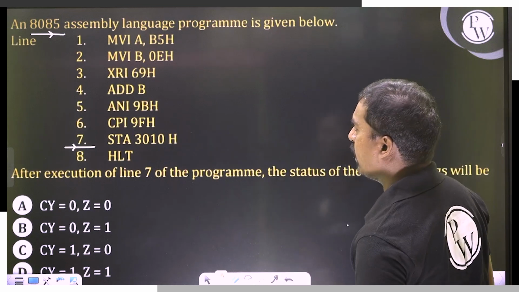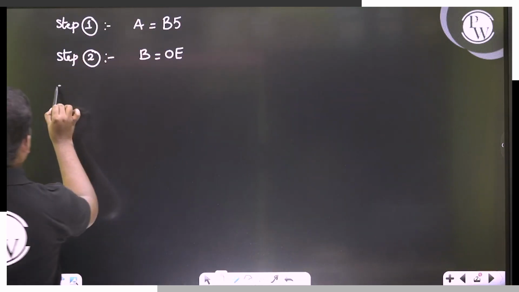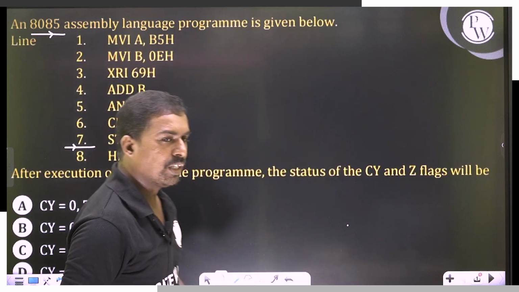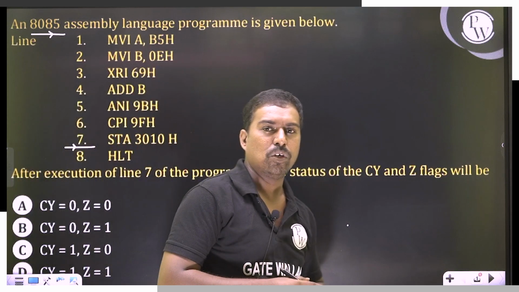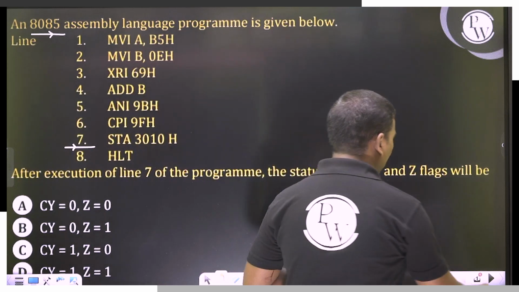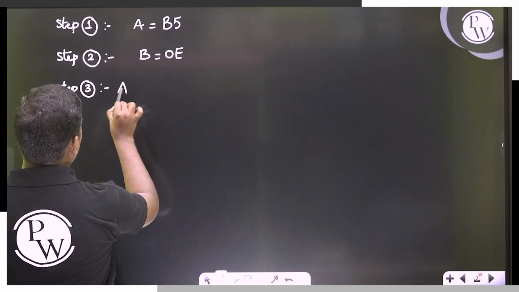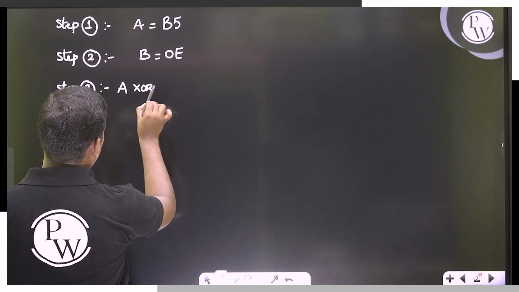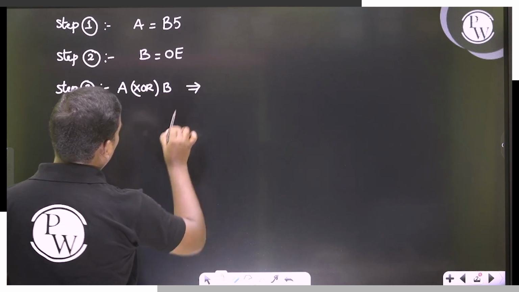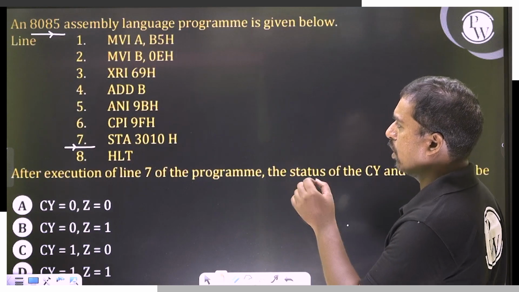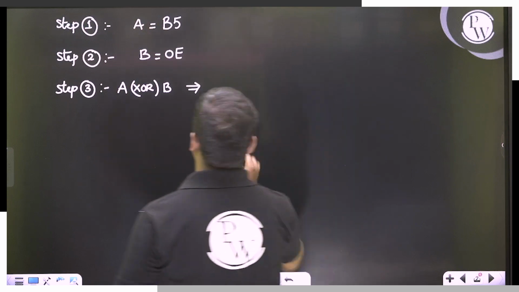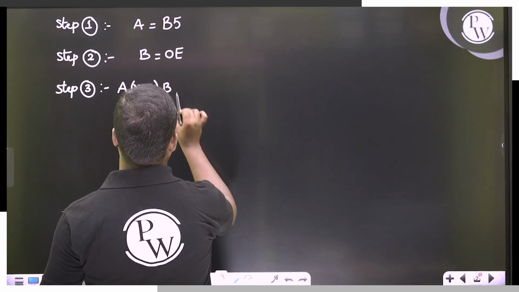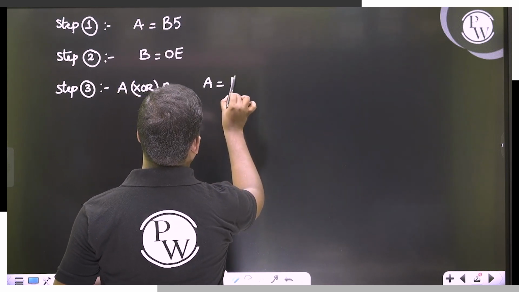Next, step 3, XRI 69. In immediate addressing mode, one of the operands is fixed, that is the accumulator. So A will be XOR with 69H. A XOR with B. Why? Because one of the operands is already fixed. So A is equal to B5.